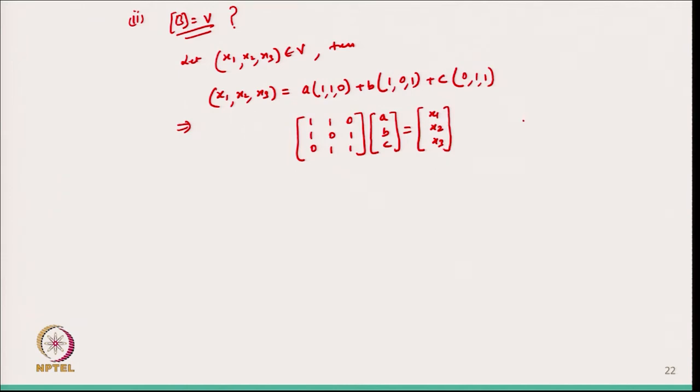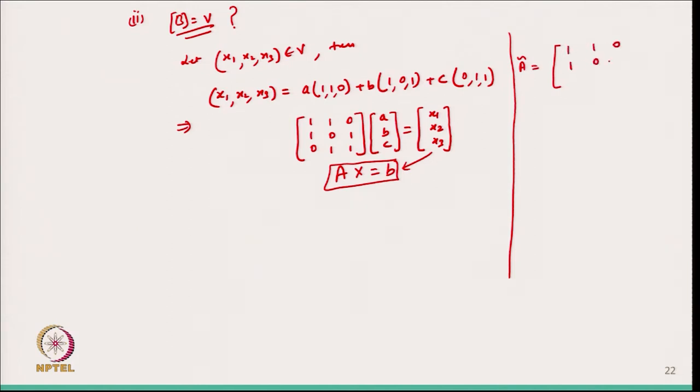So this becomes matrix A times some vector, maybe I call it x, is equal to b. So this is my b. So this is my system. Now I want to solve this system. So we know how to solve this one, because it is a 3 by 3 matrix, so we can find its inverse also, but generally we go by reducing this into the echelon form. So now from here I can write its augmented matrix, that is 1 1 0, 1 0 1, 0 1 1, with x1, x2, x3.